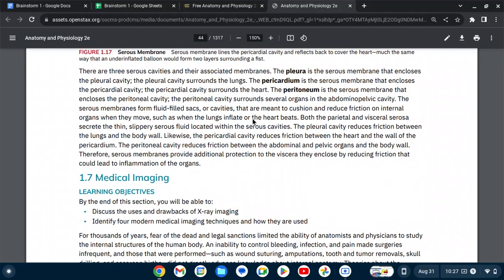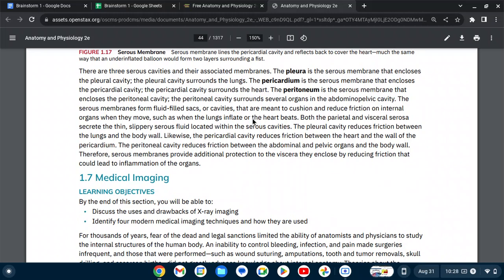There are three serous cavities and their associated membranes. The pleura is a serous membrane that encloses the pleural cavity. The pleural cavity surrounds the lungs. The pericardium is the serous membrane that encloses the pericardial cavity. The pericardial cavity surrounds the heart. The peritoneum is the serous membrane that encloses the peritoneal cavity. The peritoneal cavity surrounds several organs in the abdominopelvic cavity.